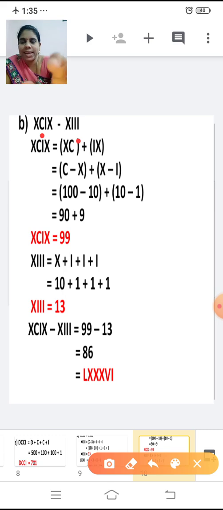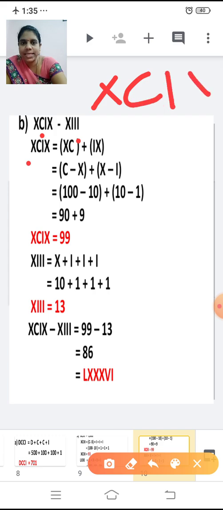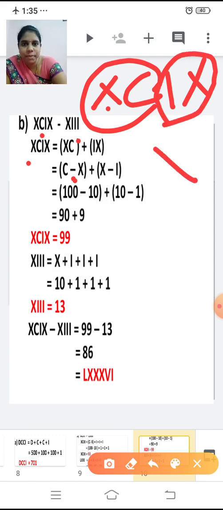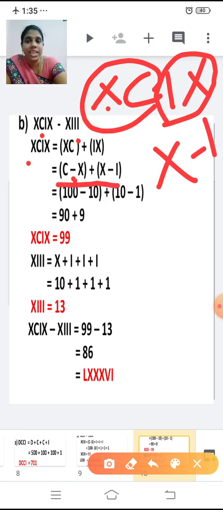XCIX minus XII. Now let's find out the value for XCIX. Here also the smaller one is placed before the larger one, right? So in that case, write C minus X plus, this also, the smaller one is placed before the larger one, right? So X minus I. So C minus X plus X minus I.